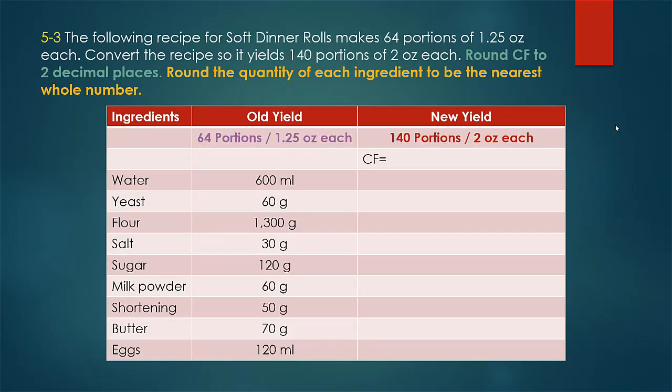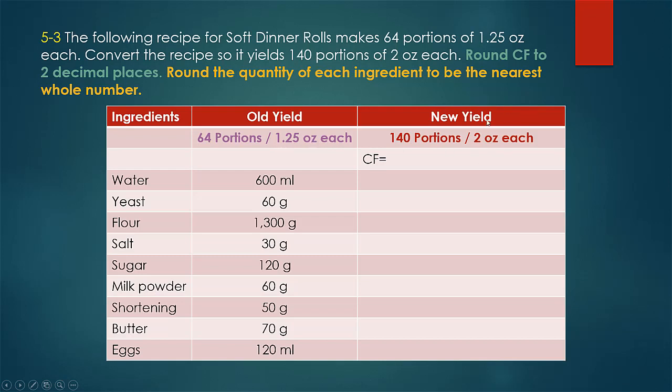Life would be simple if everything was just about portion amounts, but every now and again, not only do we want more portions, but we want a different portion size. So that means we have to add one extra step to this, and then everything else is exactly the same. In this particular recipe, I can get 64 soft dinner rolls, and each dinner roll is 1.25 ounces each. So my original recipe makes 64 dinner rolls at 1.25 ounces each.